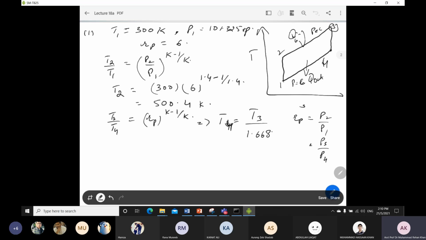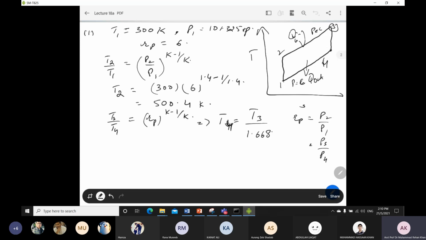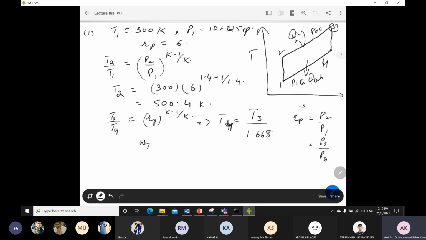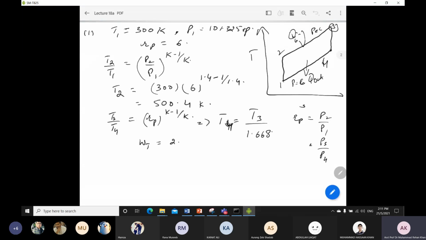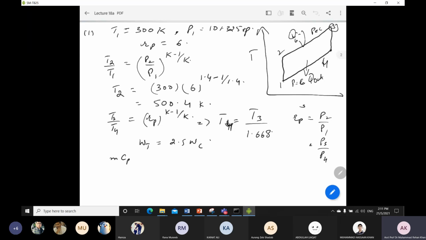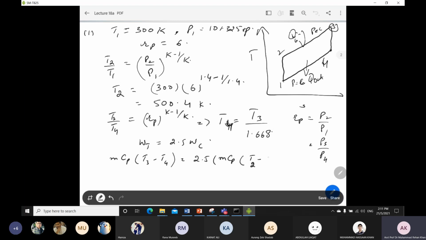Now in the question it is mentioned that the turbine work is equal to 2.5 times the compressor work. So from here we can solve for the value of T3, because we have to find the value of T3 in this part A. For the turbine, we can simply write that m Cp (T3 minus T4) is equal to 2.5 times m Cp (T2 minus T1), because the compressor is between 1 and 2.